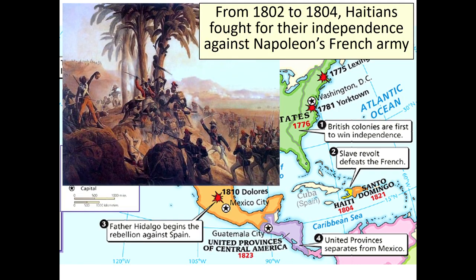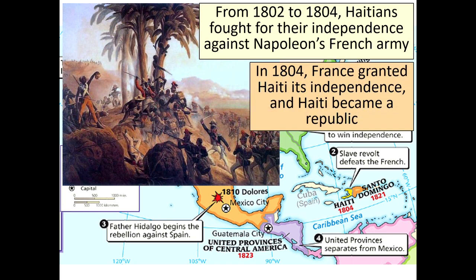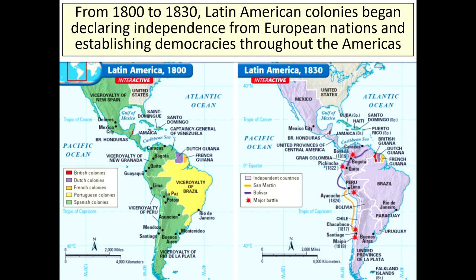From 1802 to 1804, Haitians fought for their independence against Napoleon's French army. In 1804, France finally granted Haiti its independence, and Haiti became a free republic. From 1800 to 1830, Latin American colonies began declaring independence from European nations and establishing democracies throughout the Americas.